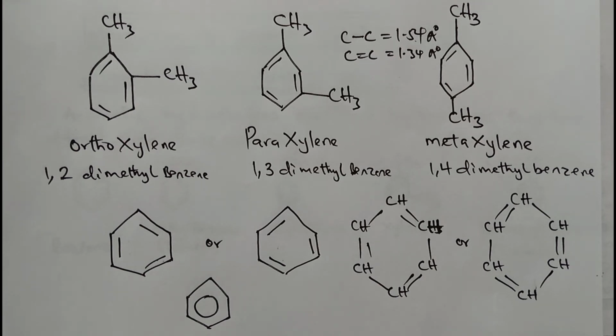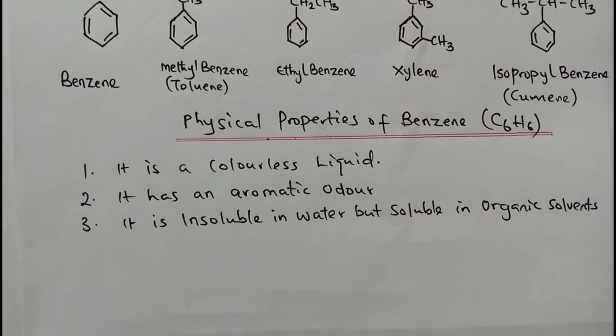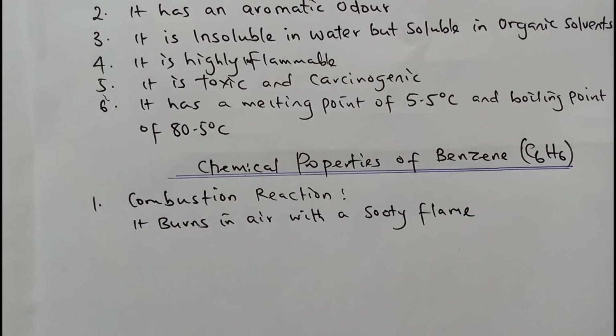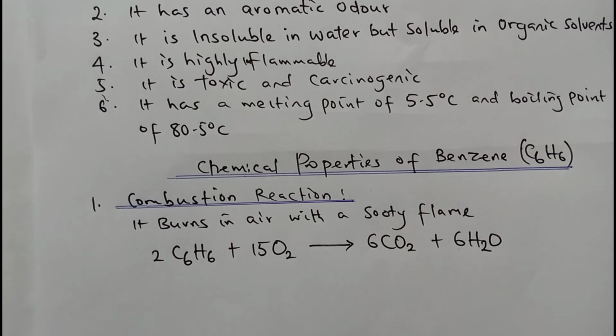Therefore, let's look at the physical properties of benzene. It is a colorless liquid. It has an aromatic odor. It is insoluble in water but soluble in organic solvents. It is highly inflammable. It is toxic and carcinogenic. It has a melting point of 5.5 degrees Celsius and boiling point of 80.5 degrees Celsius. Let's look at the chemical properties. When we look at the combustion reaction of benzene, we observe that it burns in air with a sooty flame.